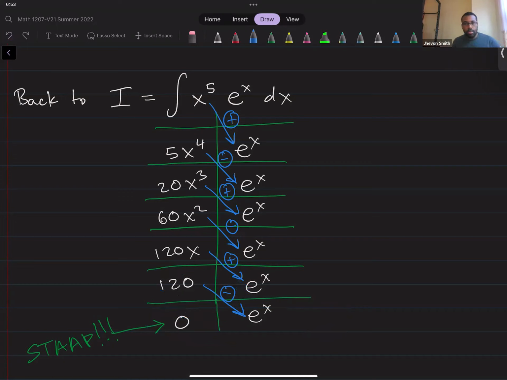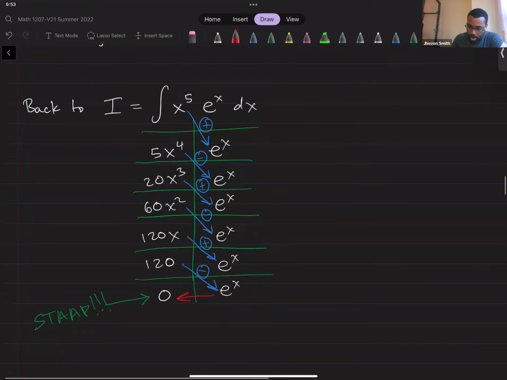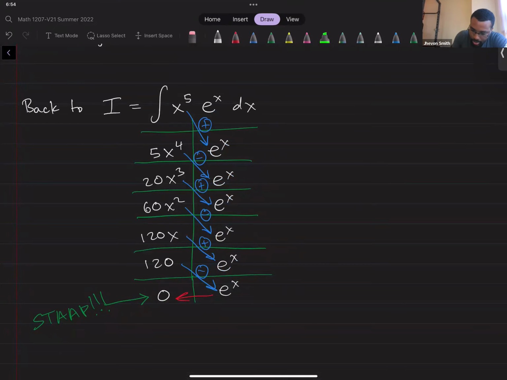Wait, can you repeat that? What does the 120 become? 0, because I'm differentiating. The derivative of 120 is 0. So I'm repeatedly differentiating in the left column and repeatedly integrating in the right column. Then I do the product along these diagonals. Finally, I multiply across here, which of course is going to be 0. It ends with the integral of 0, which is just a constant, so plus c. Now all I do is write that out.